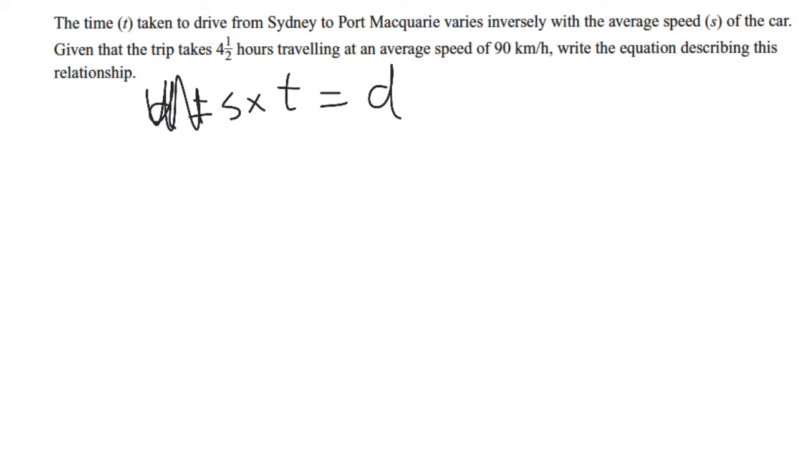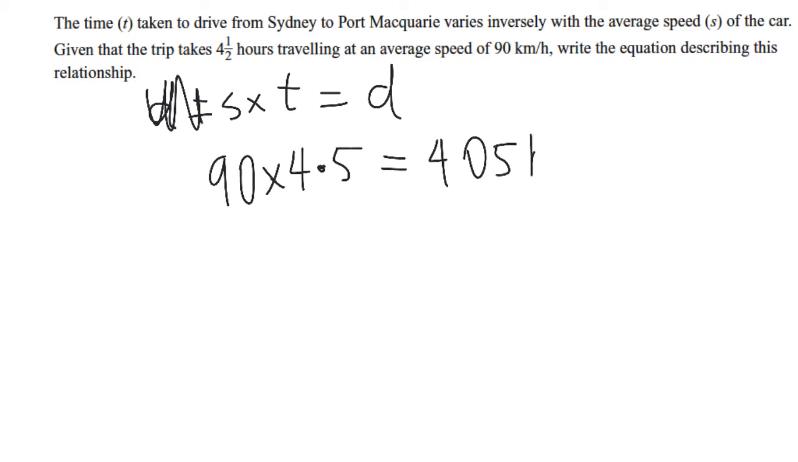Okay, so to find our distance here, we can write this equation. Our speed is 90, and our time is 4.5. I'm going to put it in as 4.5, easy to work with. So that means our distance, or our constant of proportionality, is 405 kilometers.